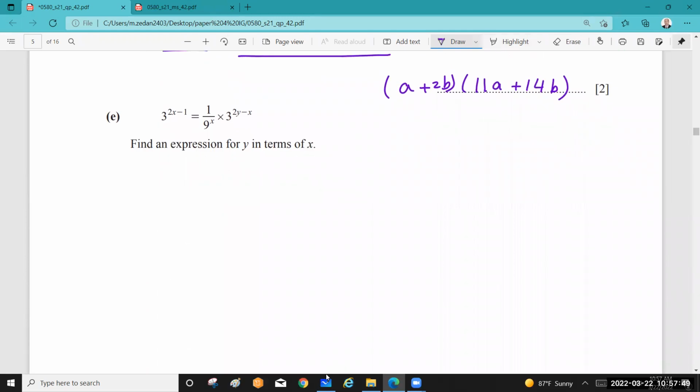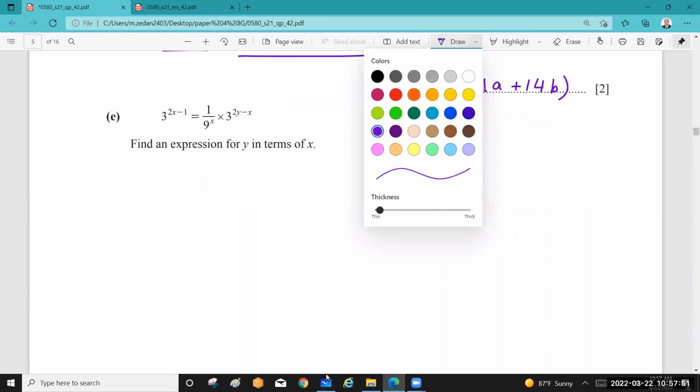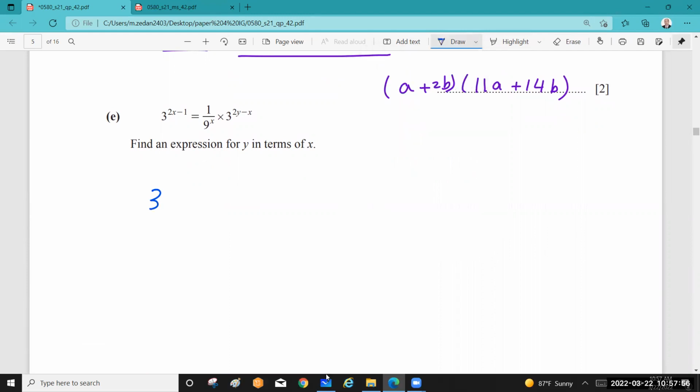In this question, all these bases are multiples of 3. For example, this one is 3 power 2x minus 1 is equal to, just multiply here, 1 times this is 3 power 2y minus x. And the 9, simply make it 3 squared, and the squared also multiplied by x will be 3 power 2x. In division, just subtract the powers, write 3 one time, and these powers subtract: 2y minus x minus 2x can be written also 3 to the power 2y minus 3x.